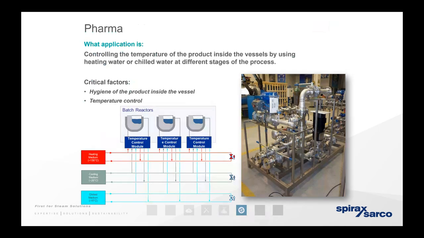Pharmaceutical: they use a lot of heat exchangers for similar processes, controlling the temperature of a product inside the vessels. A lot of drugs, a lot of processes in pharmaceutical require a certain temperature, partly to cook the product, also to sterilize it. Critical factors here are hygiene, products inside the vessel, and temperature control. The temperature ranges required in the pharmaceutical industry are very specific, very tight.